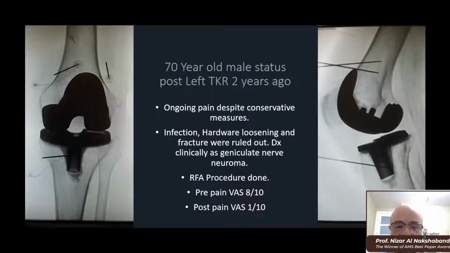Another excellent use of the procedure is to help patients who had total knee replacement. As you know, 20% of the patients who had previous total knee replacement will continue to have pain, and if there is ongoing pain despite conservative treatment, and infection, hardware loosening, and fracture are ruled out, then you can give them the option of radiofrequency ablation of the geniculate nerve, as in this example of a 70-year-old patient who had a previous total knee replacement 2 years ago, and all other causes of infection, hardware loosening, or fracture were ruled out.